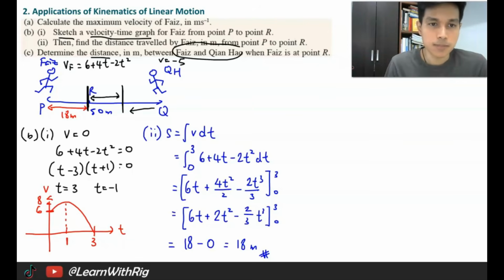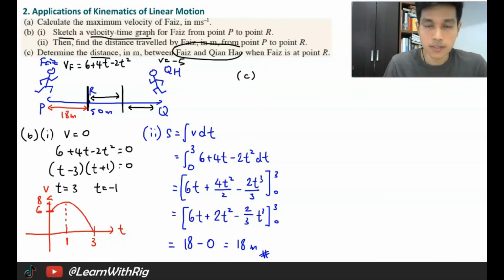But how do we do that? We can use the same time that Far East has spent. So from here we already know that Far East spent 3 seconds, right, to go from point P to point R. Correct? We already found out that he took 3 seconds. That's what we see from the graph. When he reached 3 seconds, he stopped. So that means he reached point R by 3 seconds. So we want to know in 3 seconds how far has Chen Hao run.